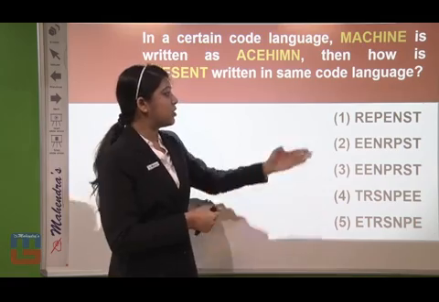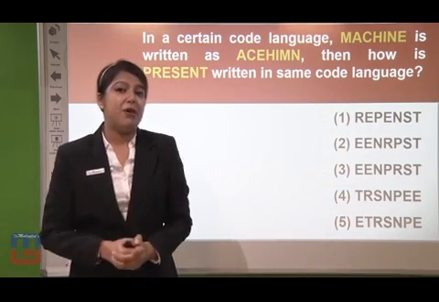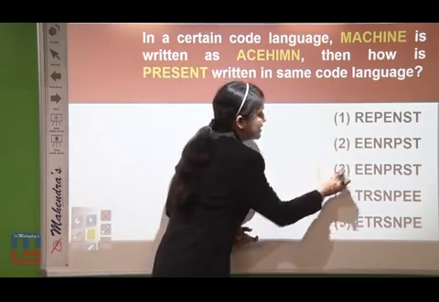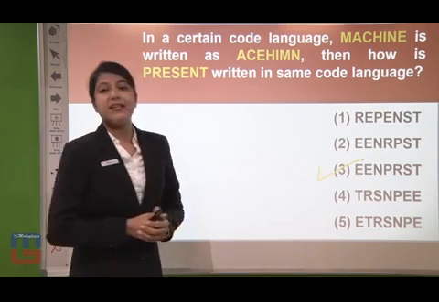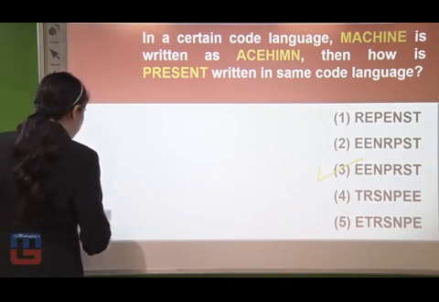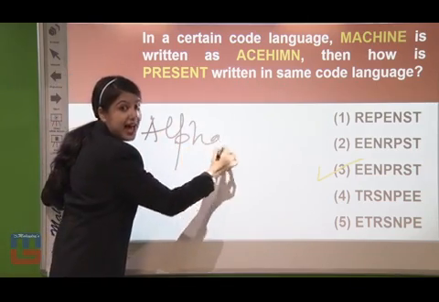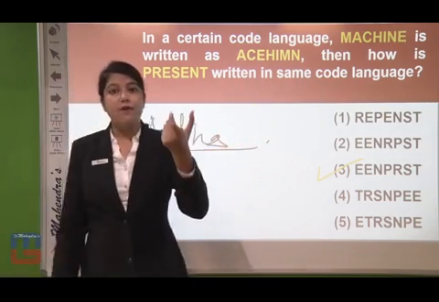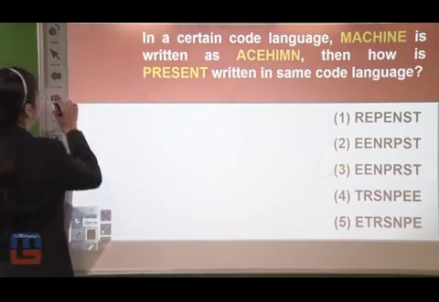No worries again, because double E, N, then P should be there in alphabetic format, not R. So our answer for this question will be double E, N, P, R, S, T. Very easy question it was, because all the letters were just arranged in alphabetic order from smallest to greater. Coming to the next question.